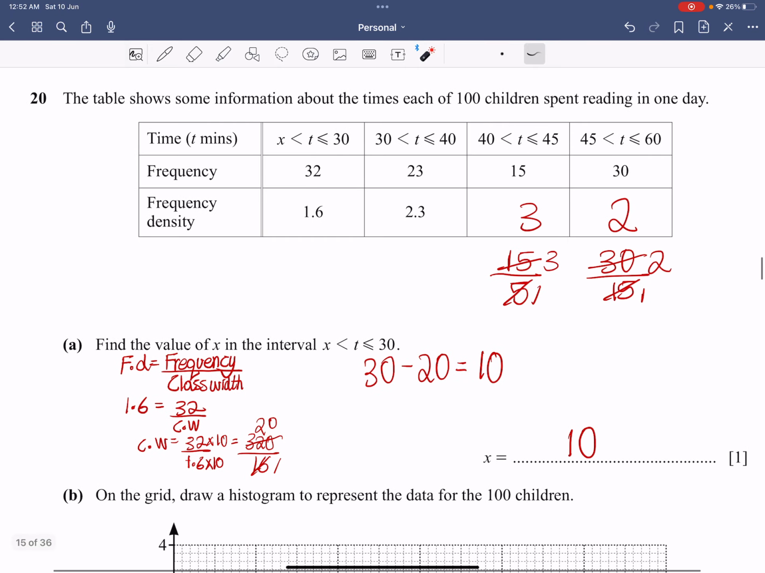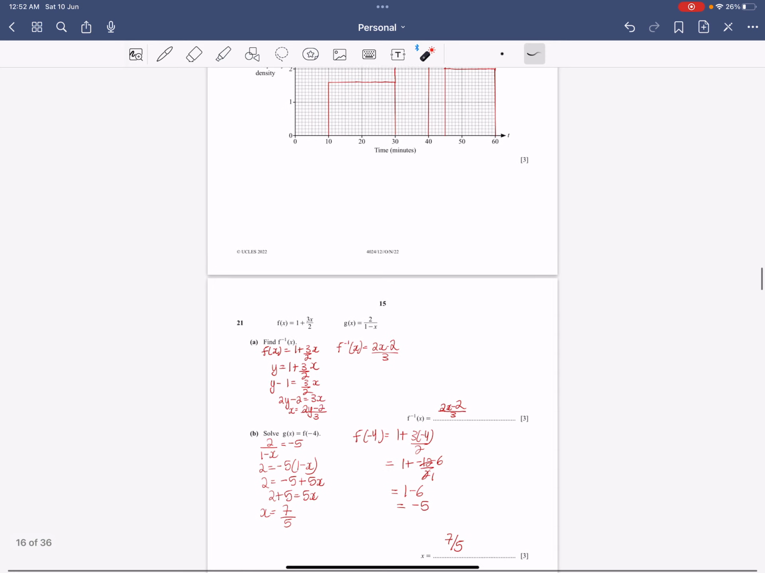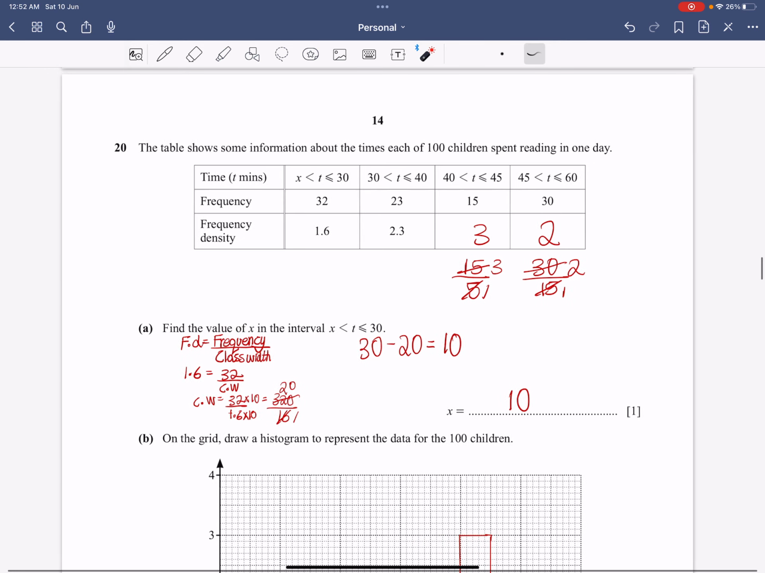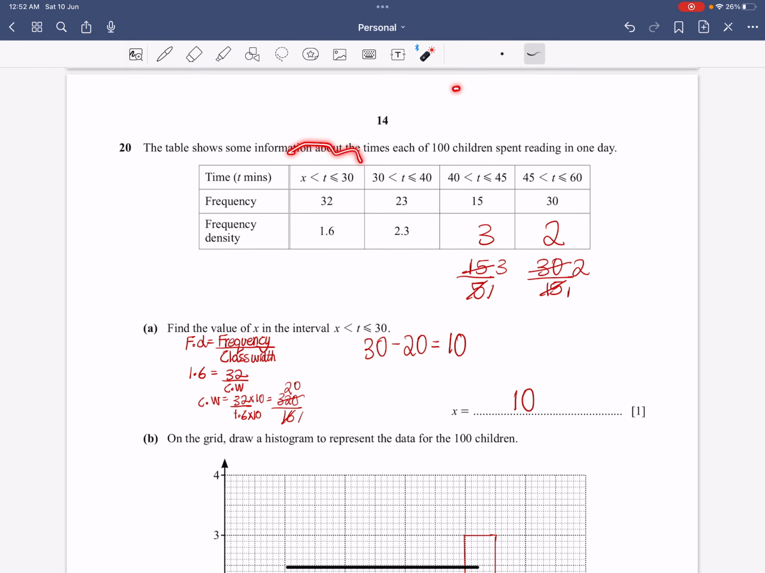Now the next question, number 20. This is a question of statistics. Statistics is that topic which is frequently tested, so you need to make sure that you are well prepared for it. The table shows some information about the times each of 100 children spend reading in one day.